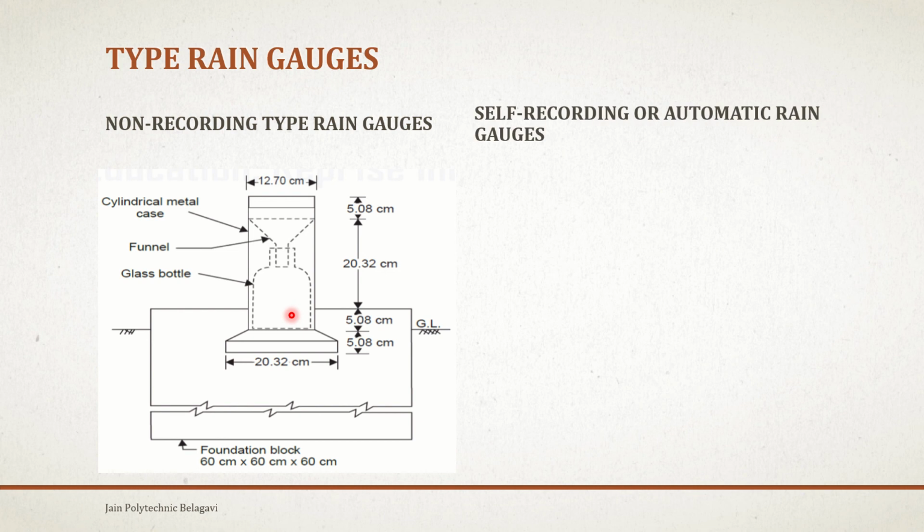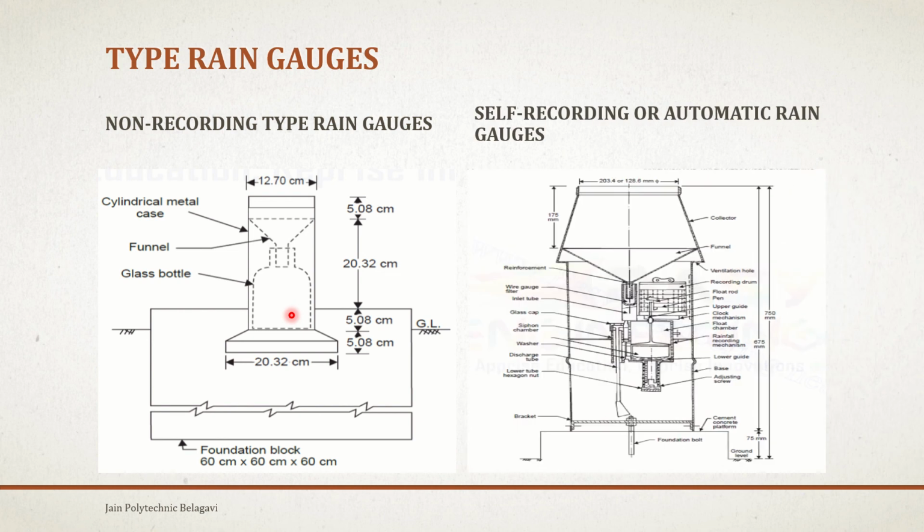Next is the self-recording or automatic rain gauge. This is the tipping bucket rain gauge, where this is the collector and this is the funnel type, and below that you have some container, again a wire gauge filter. This is the filter material, and below this you have some inlet tube and glass cap, siphon chamber, washer, discharge tube and lower tube hexagonal nut.